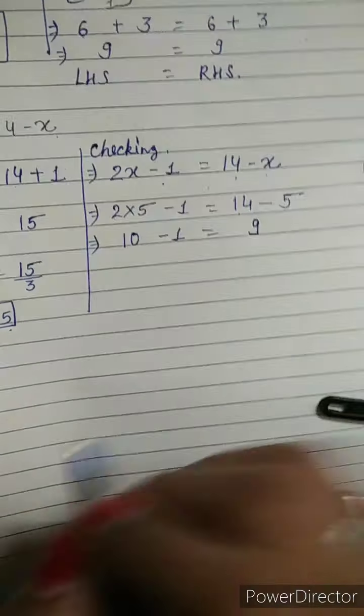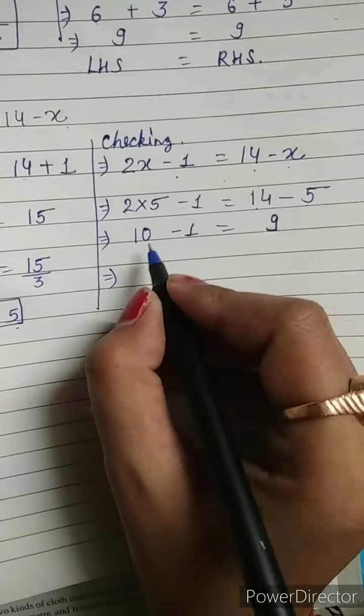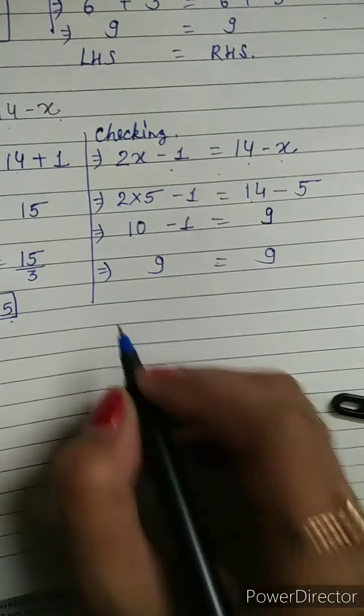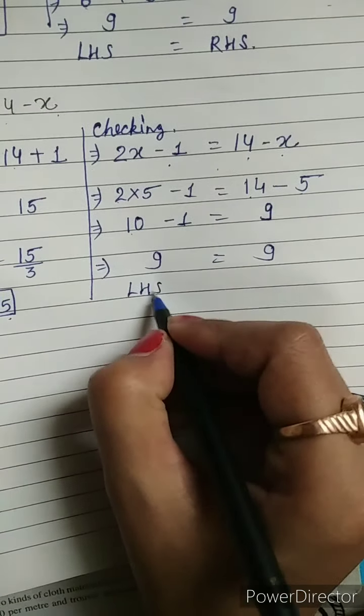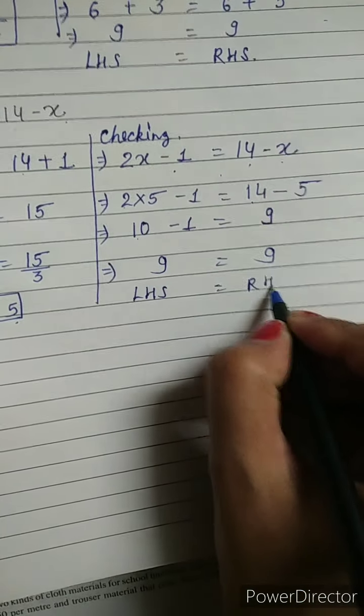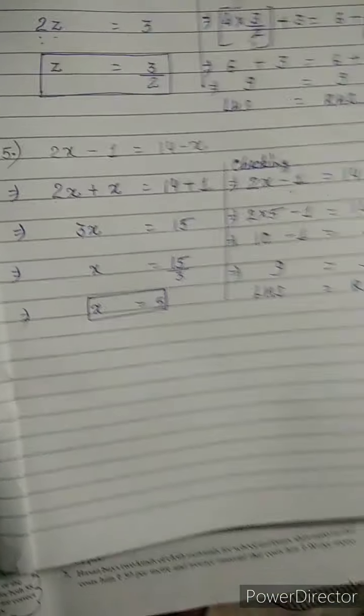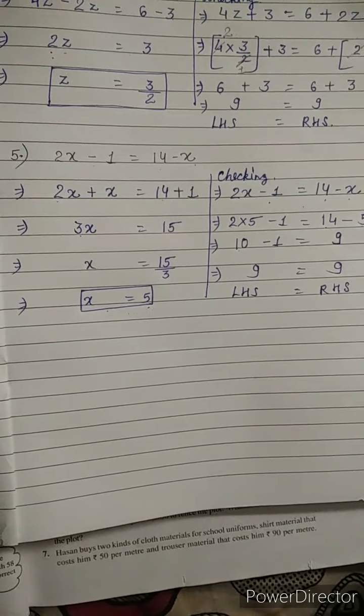Its answer is 9. Now 10 minus 1 is 9, and already on the right hand side we have 9. Thus we can say LHS is equal to RHS. It means we taken the right answer of x, that is x is equal to 5. Here is the solution.